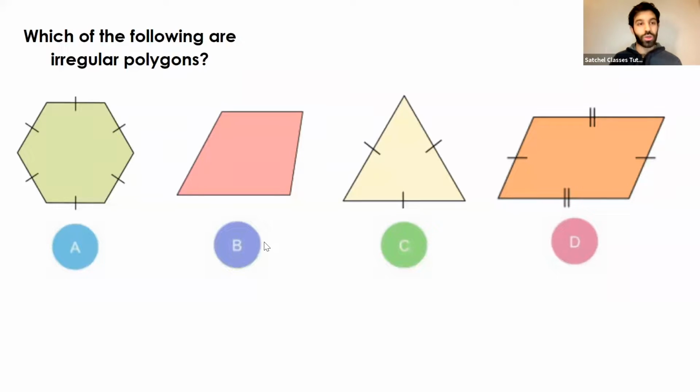Now, here's a question. You can pause the video and have a go at this. It says, which of the following are irregular polygons? So we know A is going to be a regular polygon.